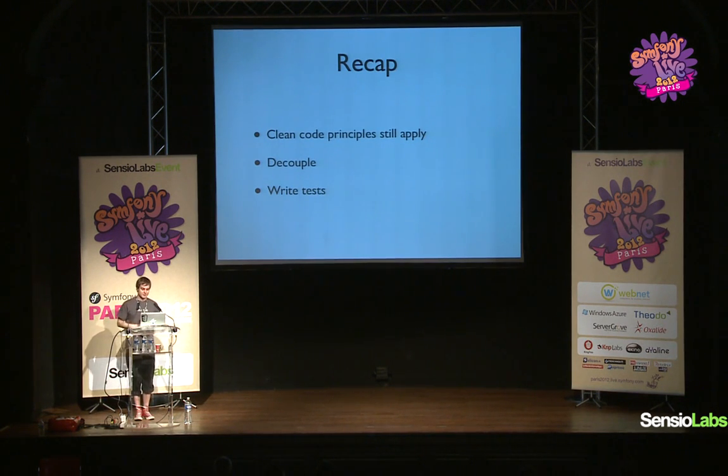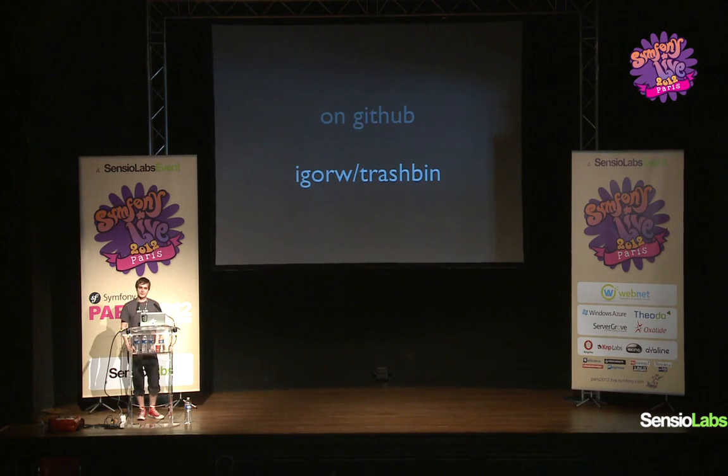So I'm just going to improvise after this, but just a quick recap on what I've told you. Basically, clean code, basic principles still apply to everything. Decouple your code, use dependency injection, and write tests. The example, you can find it on GitHub. You can take a look at it.